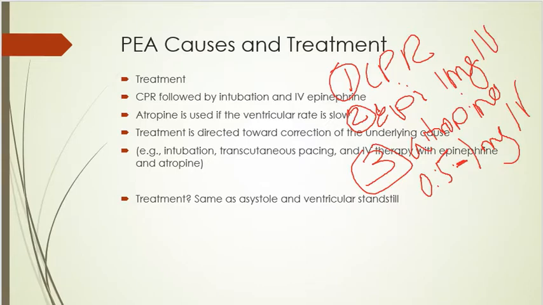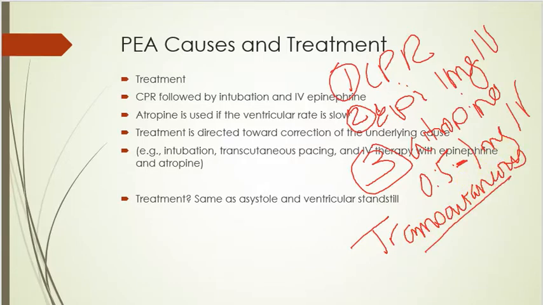And then, once you get that done, you want to try to pace them. That's probably the best, because this is going to be a really slow rhythm. And like I said, that strip I put up there ain't right. I should have put a slow one, like an idioventricular or bradycardic rhythm. But epinephrine and atropine, get them paced. Transcutaneous pacing, so put the pacing pads on them. Anything slow, you want to try and pace, right?